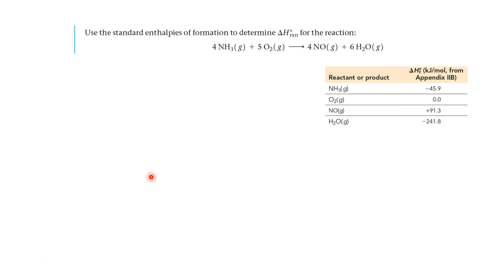So check this out. This question is a classic ACS style question. They say use the standard enthalpies of formation to determine the standard enthalpy of the reaction. They give you the reaction, and they also give you the numbers that you need. Like a lot of ACS questions, they'll give you a little mini table of the values that you need. You may not need all of them. You might only need some of them. But in this case, let's see which ones we end up using.